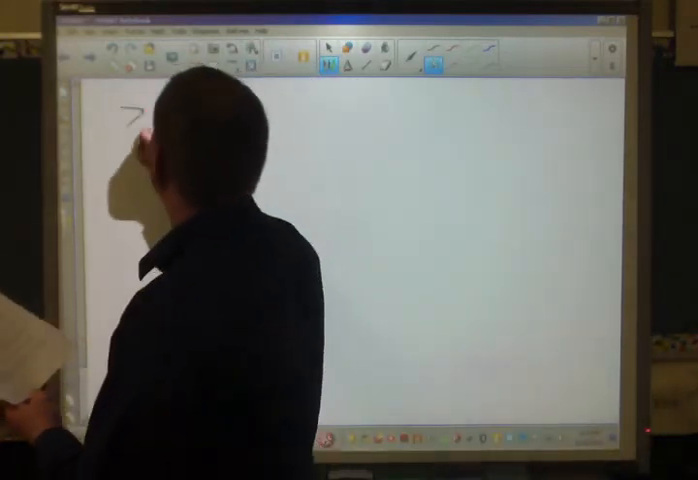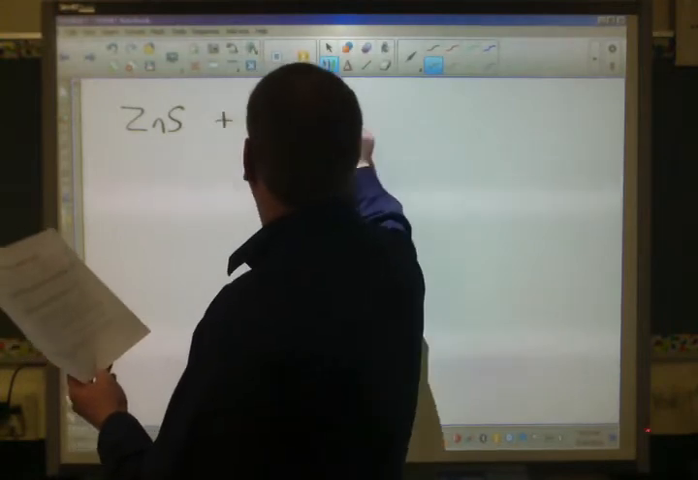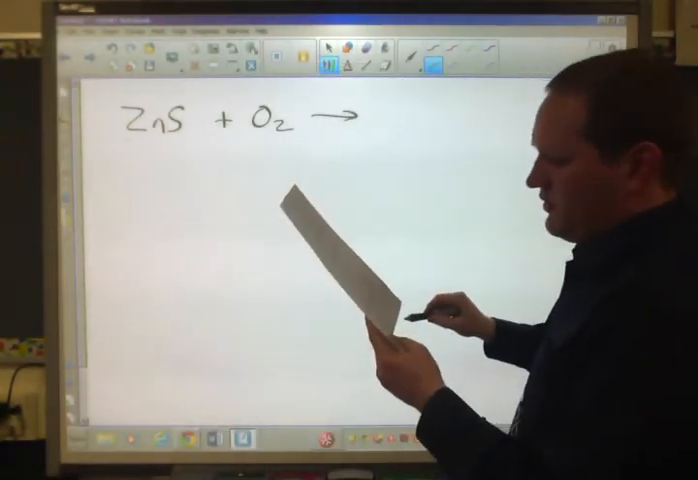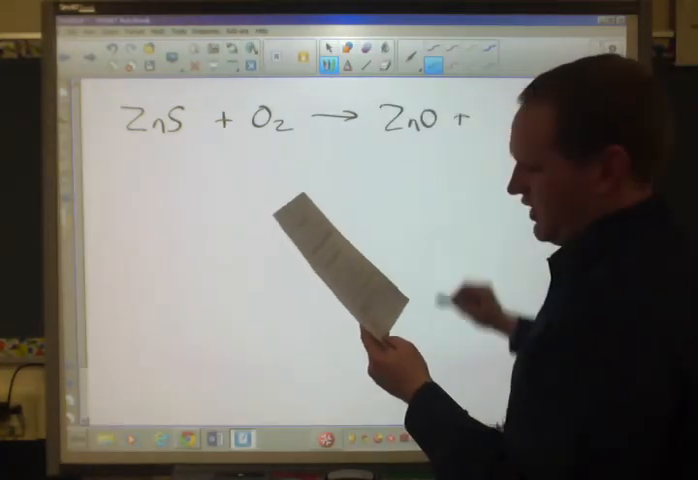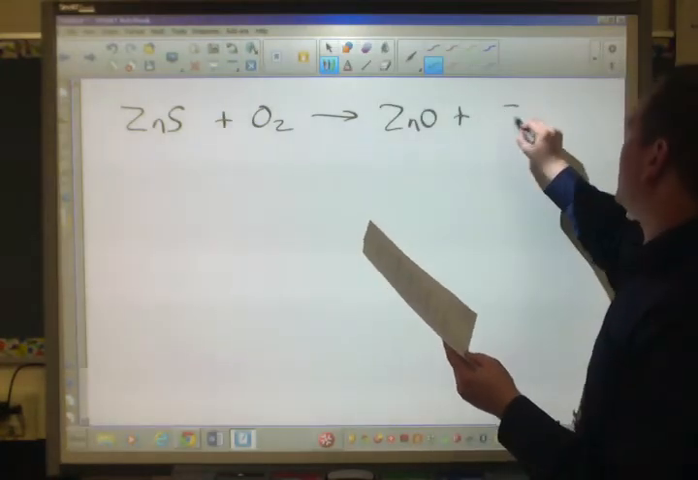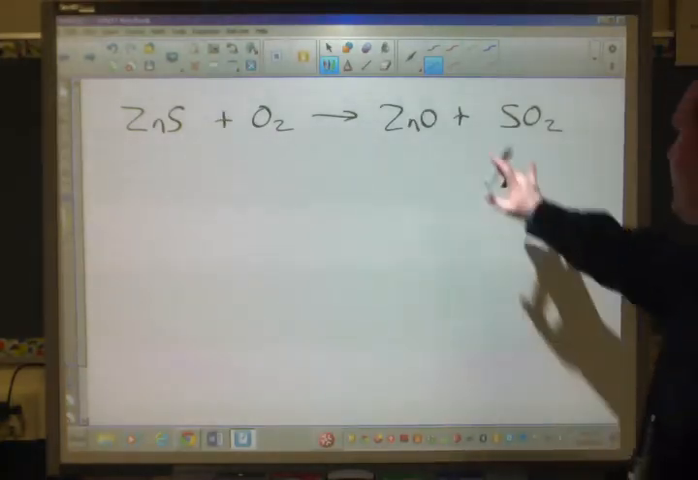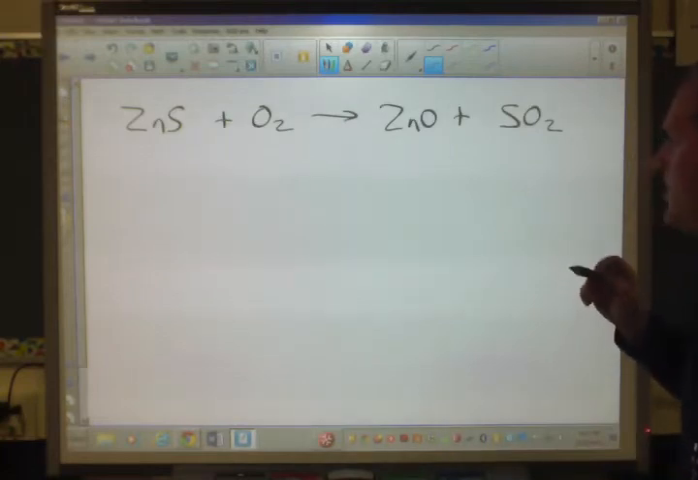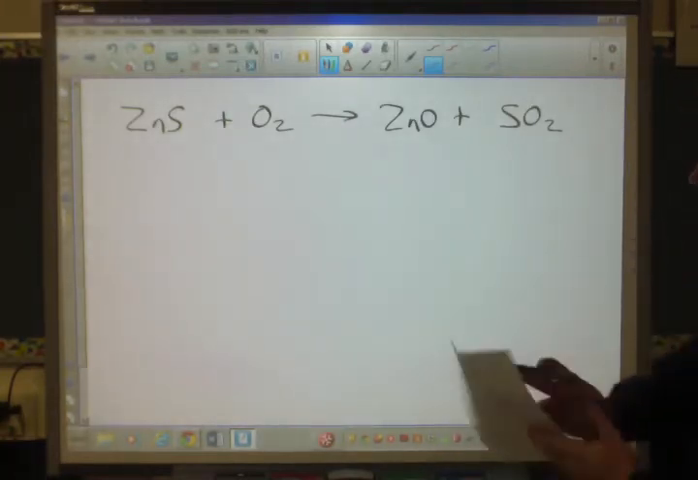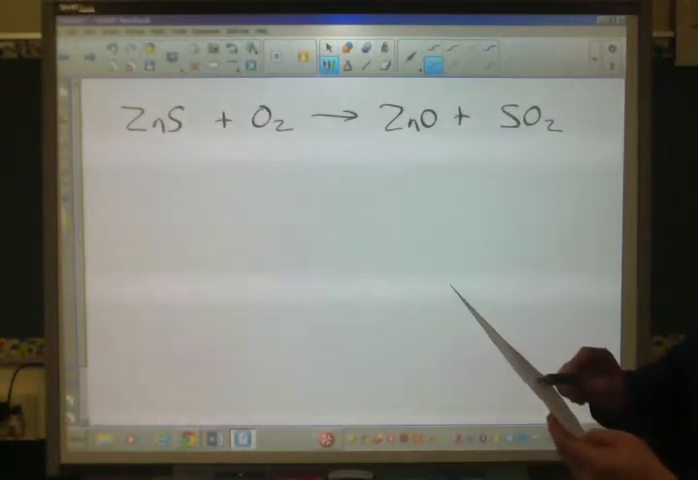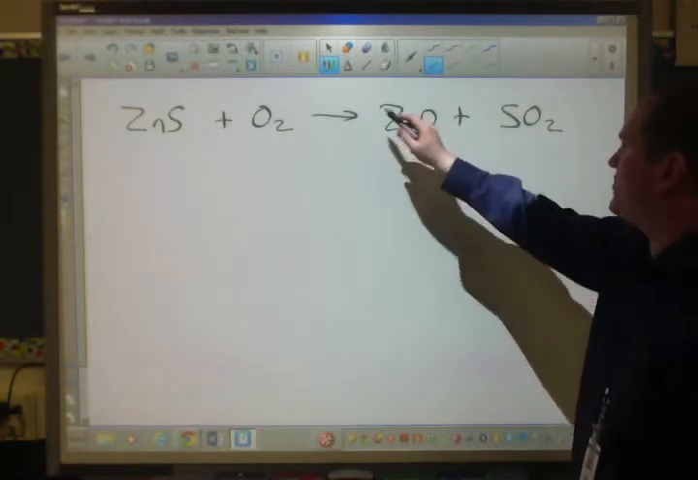Zinc sulfide, ZnS, plus oxygen gas, form zinc oxide, plus sulfur dioxide. Okay, we need to balance this. So I have 3 oxygens, 2 oxygens. Okay, let's see here. Yep. Alright, so a 2 here.